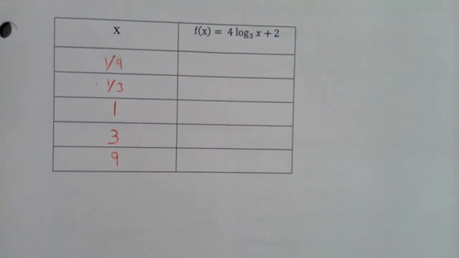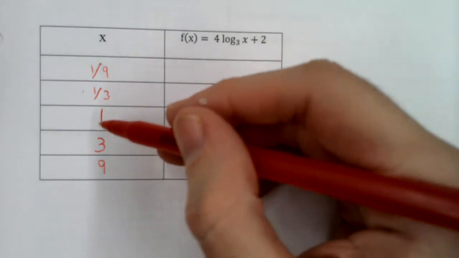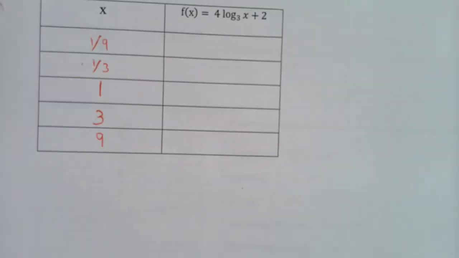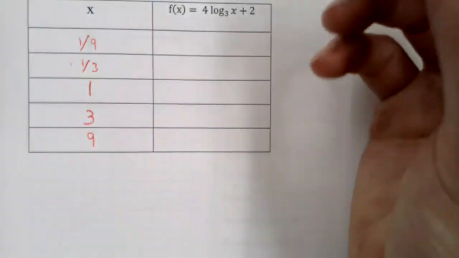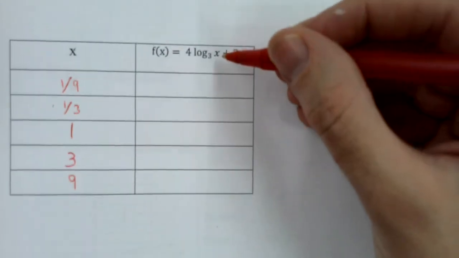Okay. So why did I choose those x values? Because those are going to be x values that are easy to get the logs of. Let's start with the easy ones: 1, 3, 9, and we'll do the fractions. Let's do x as 1. When I do x as 1, here's what I have. 4 times log base 3 of 1, because I'm doing 1 for x, plus 2.